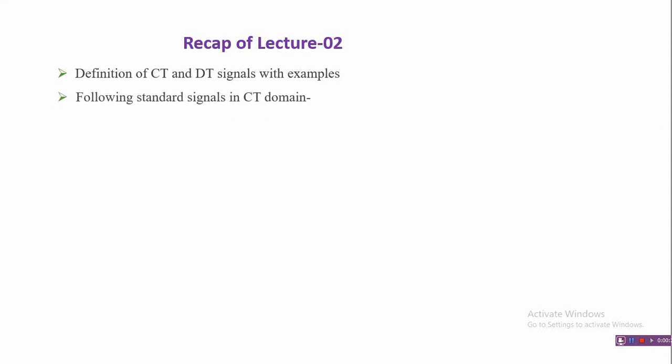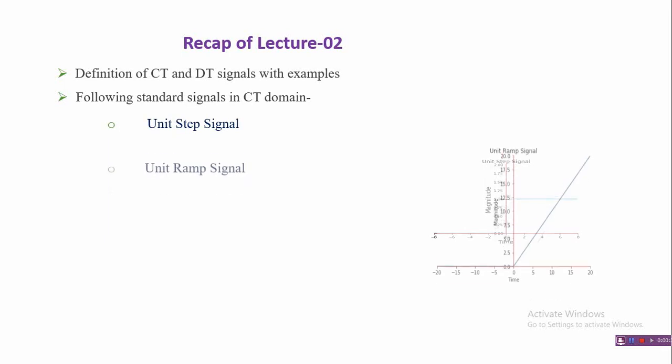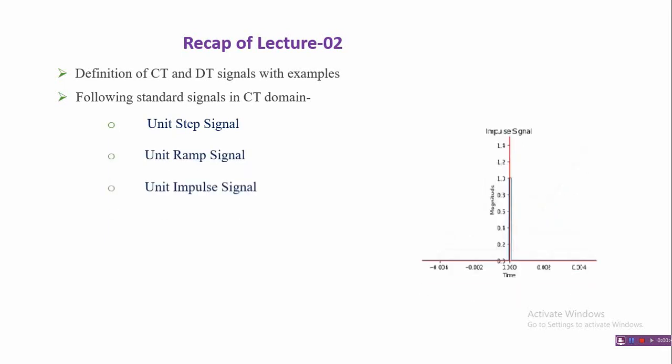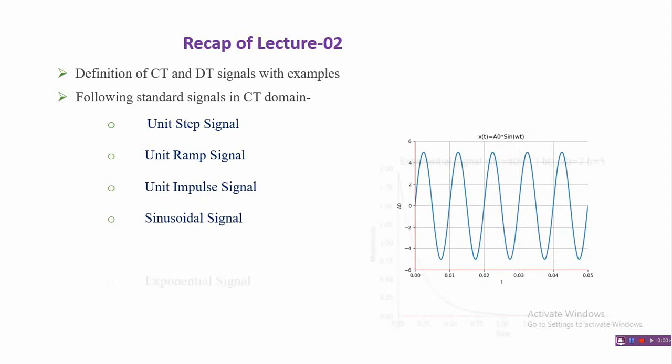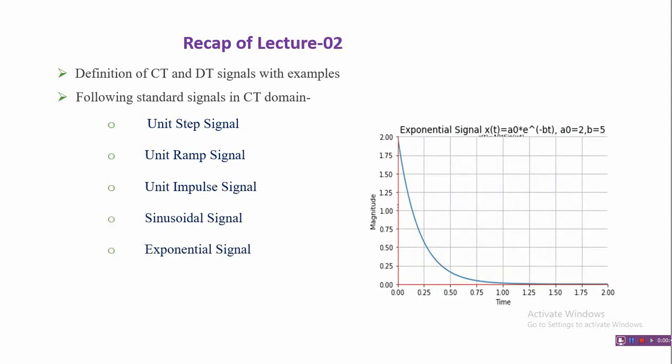Let us have a recap of what we covered in lecture 2. In lecture 2, we defined the continuous time and discrete time signals with examples, and the following standard signals in continuous time domain were also studied: a unit step signal, unit ramp signal, unit impulse signal, a sinusoidal signal, and an exponential signal.